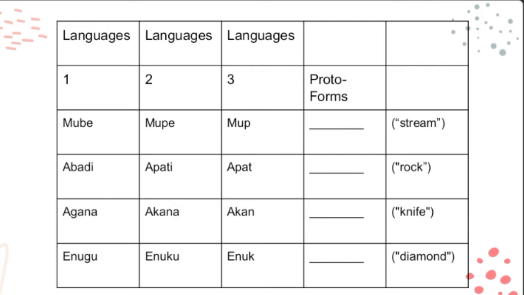There is a pattern in this change that follows one of the most natural development principles, i.e. voiceless sounds become voiced between vowels. So the words in languages 2 and 3 must be older forms than those in language 1.